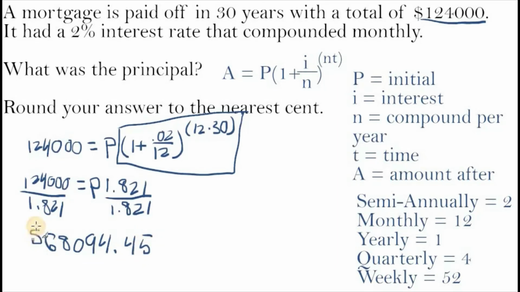And that's how many dollars it is, equal to P, which is the principal. So we found out that the principal is $68,094.45. That is how to calculate the compound interest.